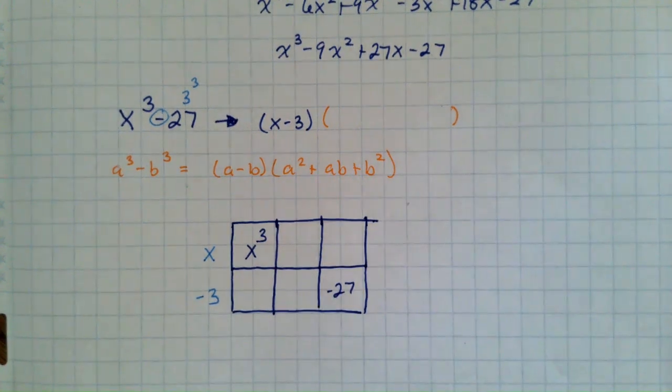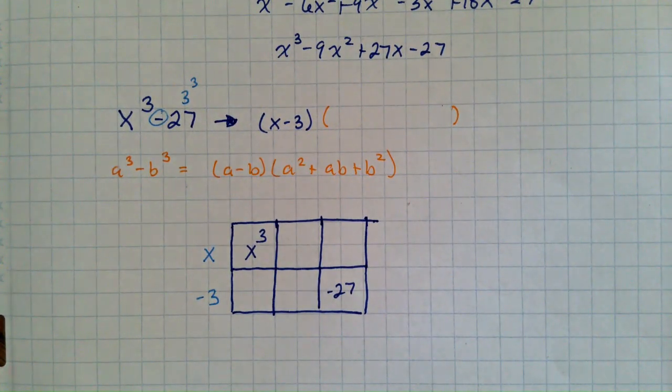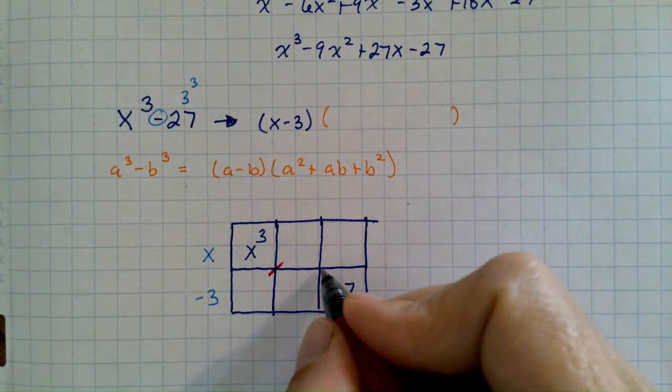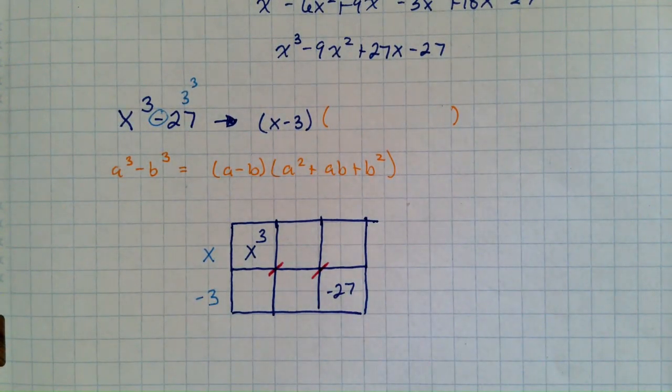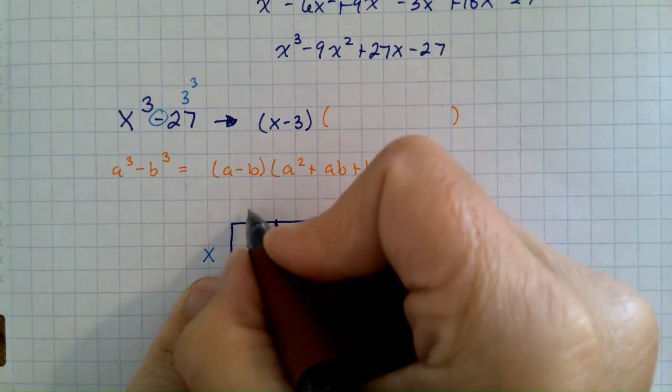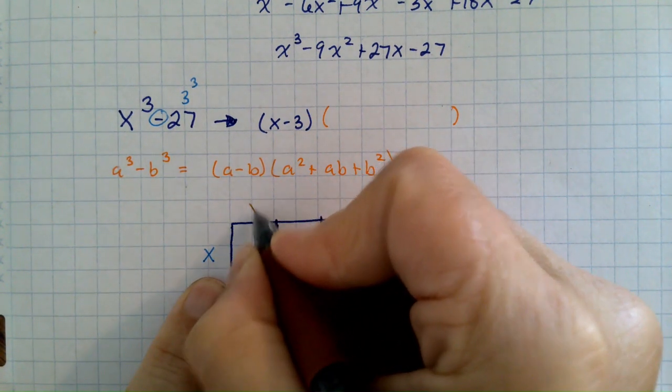But the other boxes cancel each other out. These boxes cancel each other out, and these boxes cancel each other out. So we're going to kind of halfway re-engineer the box. If this is an x and this is an x cubed, what does that mean has to be above? X squared.